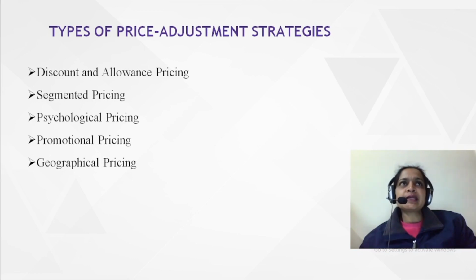The second in this is uniform delivered pricing. This pricing method is the inverse of free on board pricing. Under this, regardless of the customer's location, a business charges the same amount for all customers plus a freight fee. The freight fee is determined by the average freight rate.